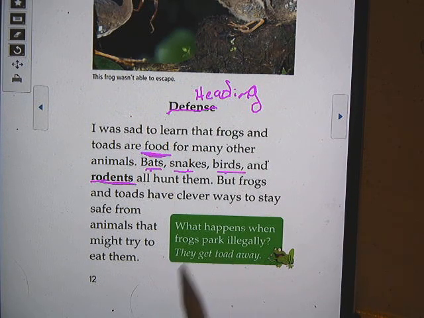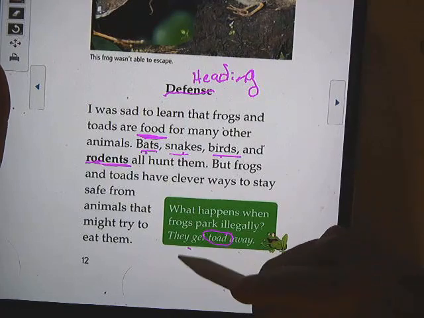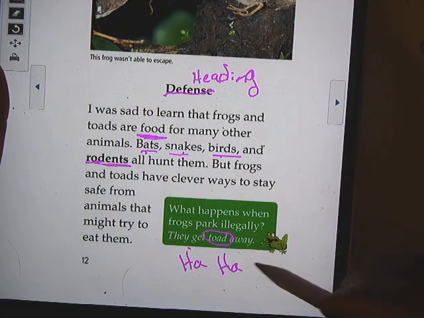All right, here's another joke. What happens when frogs park illegally? They get towed away. Ha, ha, ha.